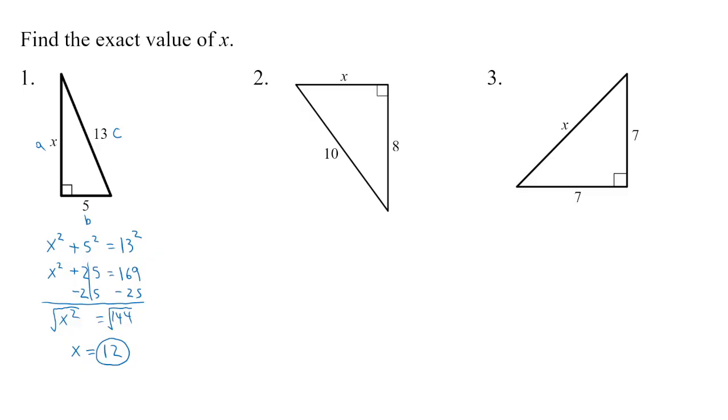Number two, we have this right triangle. So we're going to label the sides A, B, and C. And remember, C will always be your hypotenuse. The other two sides, the legs, it doesn't matter which one you label as A or B. So let's say this is A, and this is B. Now we're going to use the Pythagorean theorem to set up the equation. We have x squared plus 8 squared equals 10 squared.